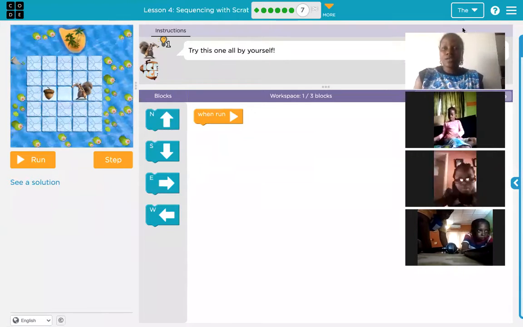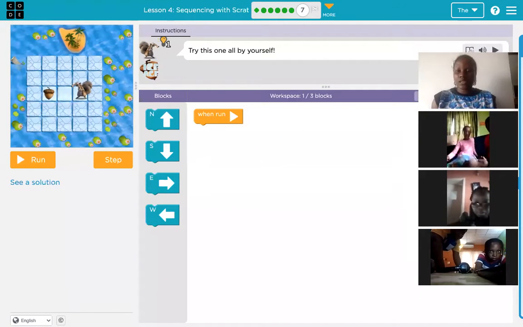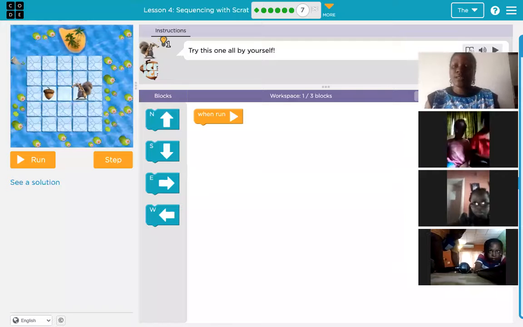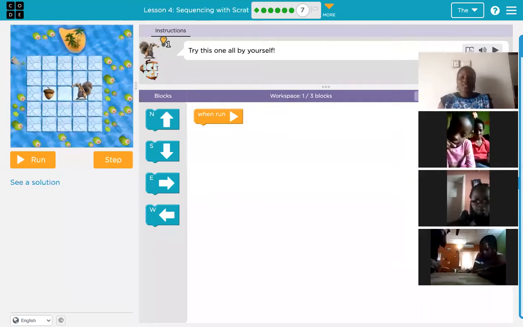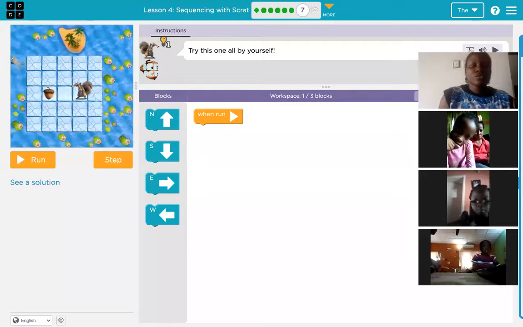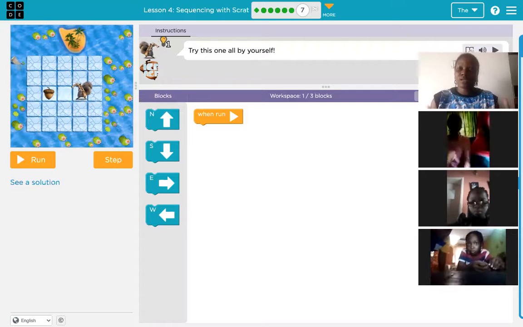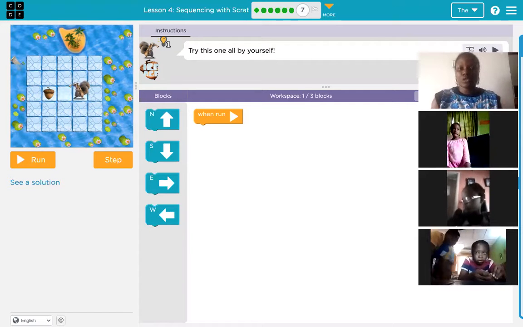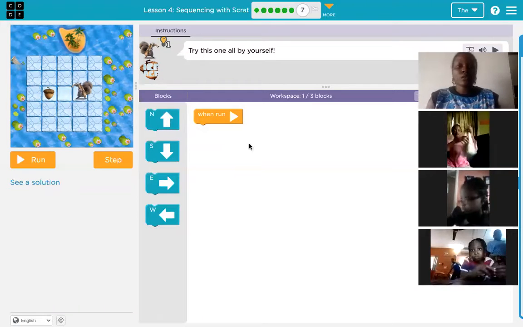All right. So in lesson 4, they talked about sequencing. Everybody say sequencing. Sequencing. Yes, sequencing. So you being able to understand how directions work, how movements work, or how to move something up, down, left, right. You being able to understand all of those is very important. So that's what lesson 4 talked about.